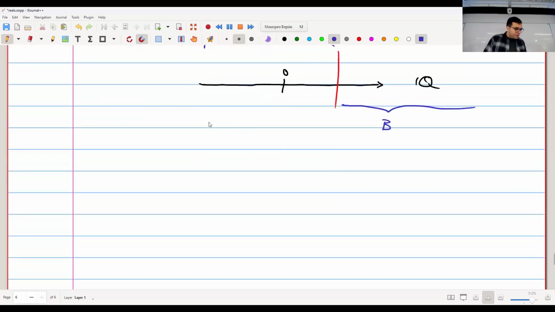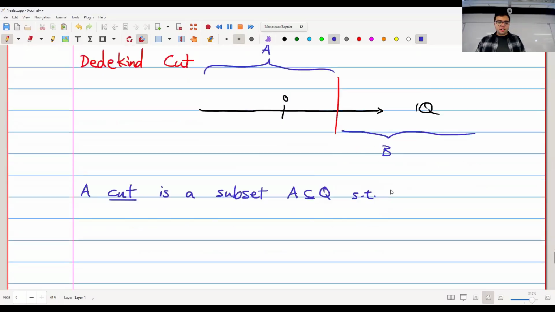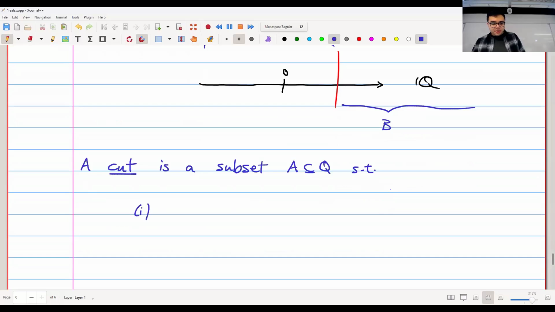But I will need a little bit more than that. So I'm going to define this. I'm going to say a cut is a subset A of Q such that I have these properties. First of all, I really want to cut Q in 2 halves. So I want to make sure that A is not empty, and I want to make sure that B is not empty. So my first property is that A is not the empty set, and A is not all of my rational numbers.